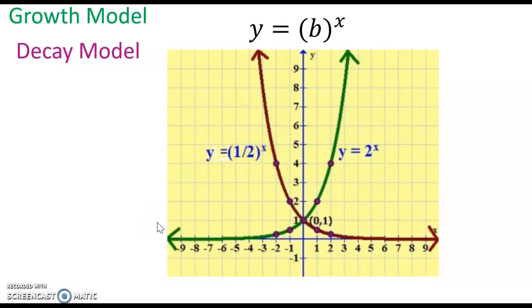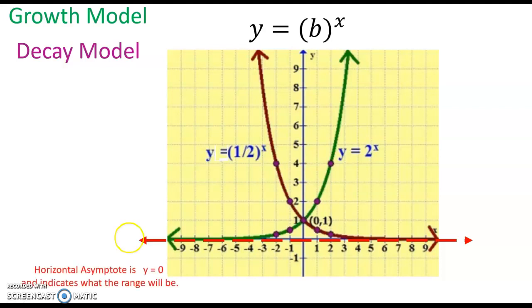Both of these graphs have one thing in common, and that one thing is called a horizontal asymptote. The horizontal asymptote of an exponential function is a horizontal line that the graph will approach but never touch. In this particular graph, the horizontal asymptote for both the decay model and the growth model is y equals 0. This horizontal asymptote indicates what the range will be also.